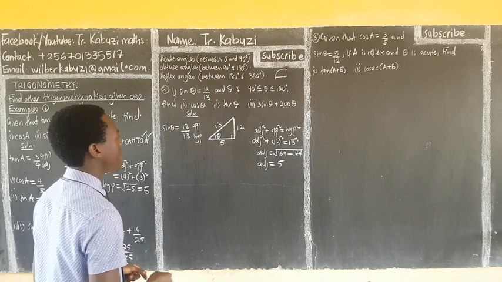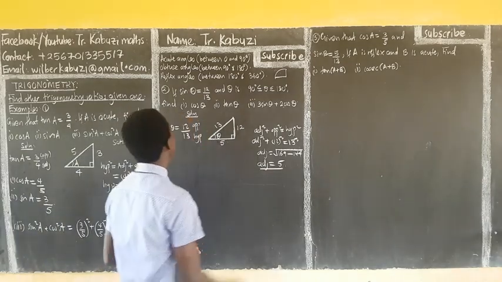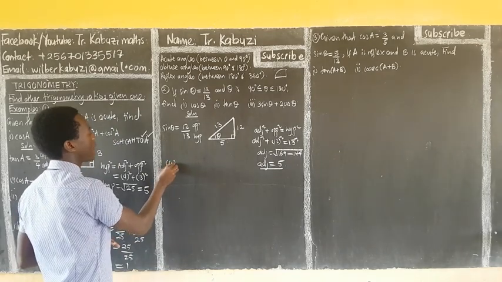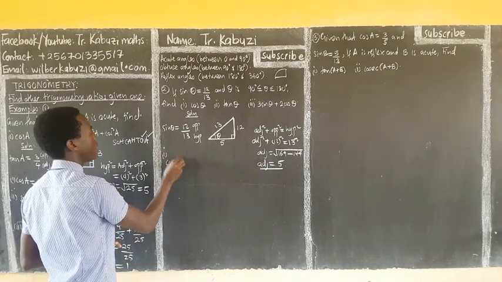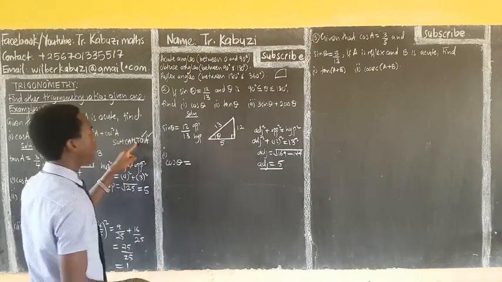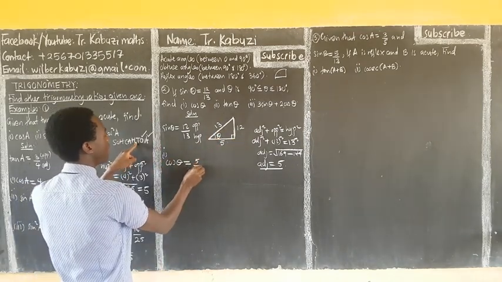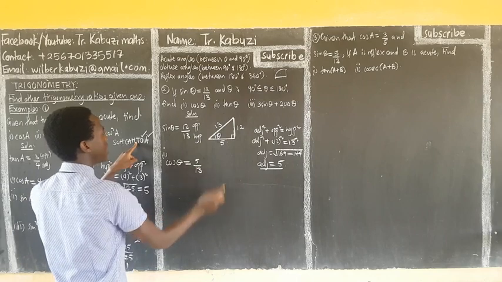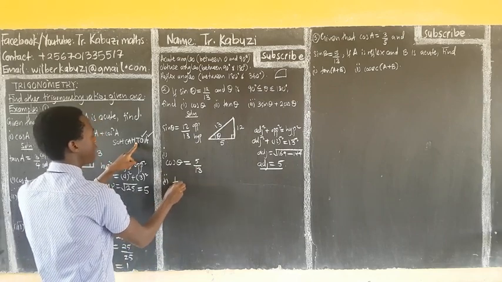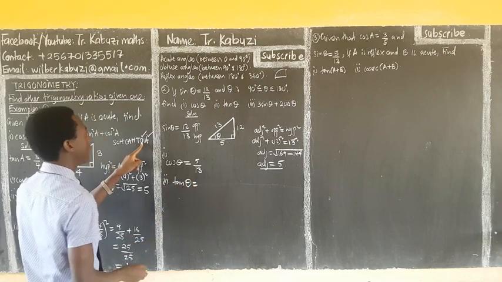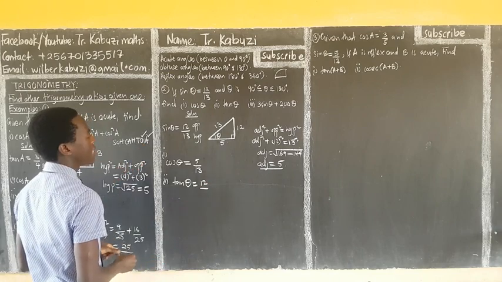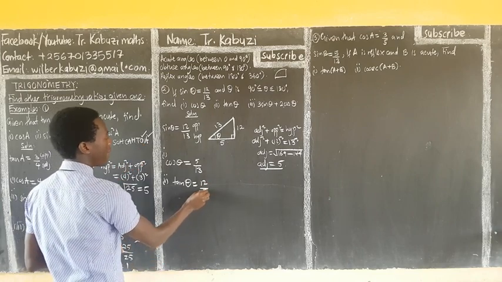Now from there, what happens? I have the adjacent already, so I can get cos and I can get tan theta. From here, my cos theta, or my number 1, is given by adjacent over hypotenuse. My adjacent is 5, hypotenuse is 13. I'm through with that. Then on my number 2, I want tan theta. Tan theta is given by opposite, which is 12, over adjacent, which is 5.